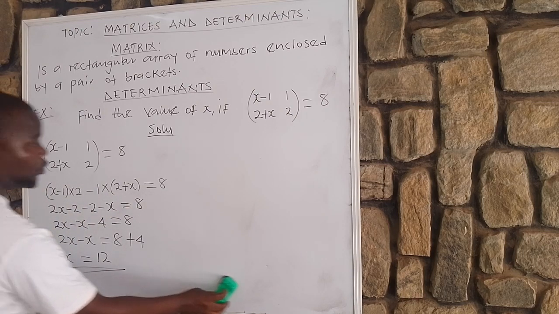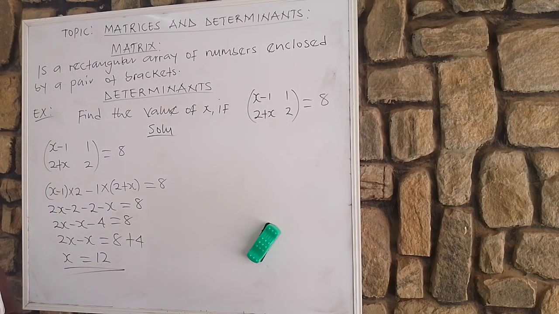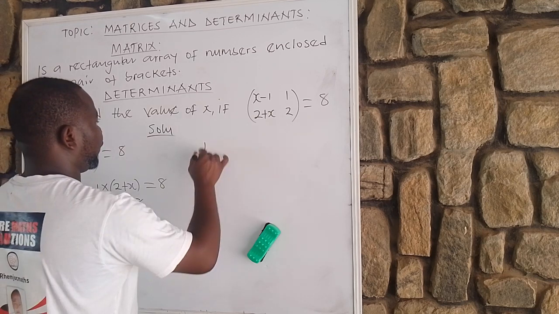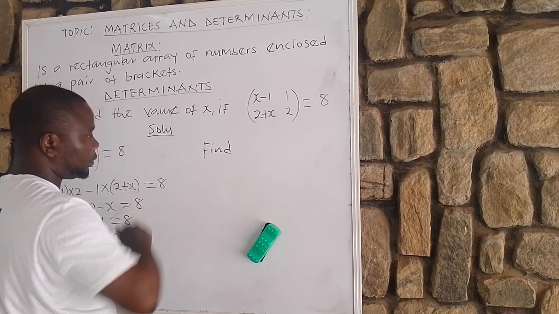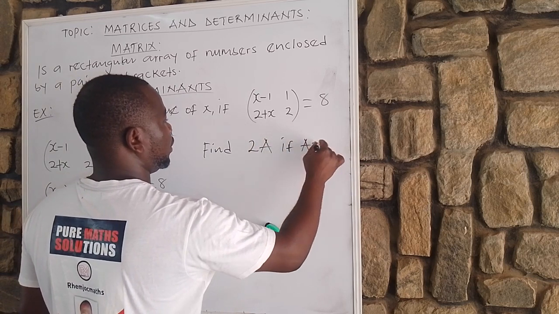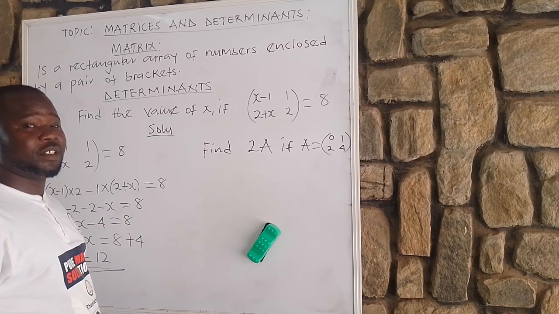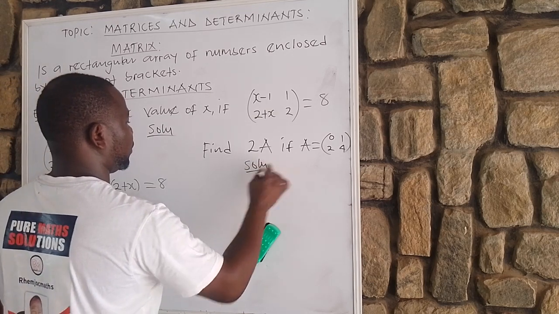So I think with this, I don't think you have any challenge in determining, as long as the matrix is consigned, because I've done a lot of solvings here. But sometimes they may say find 2a if A is equals to 0, 1, 2, 4. Do you know that it's simple as ABC? So sometimes you come across questions like this.